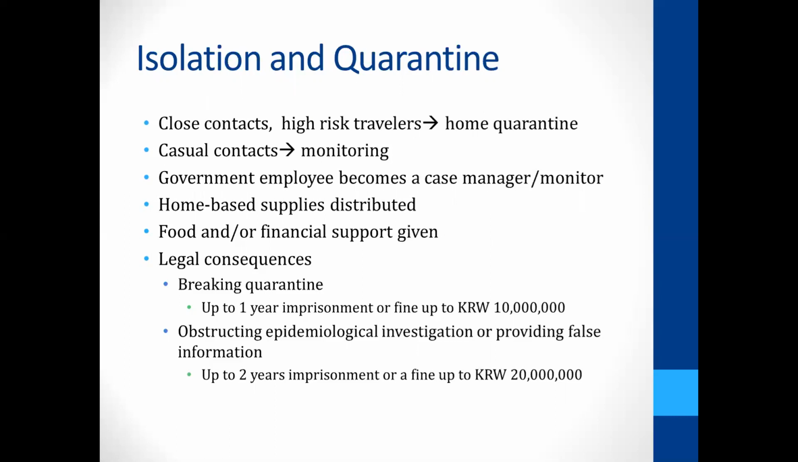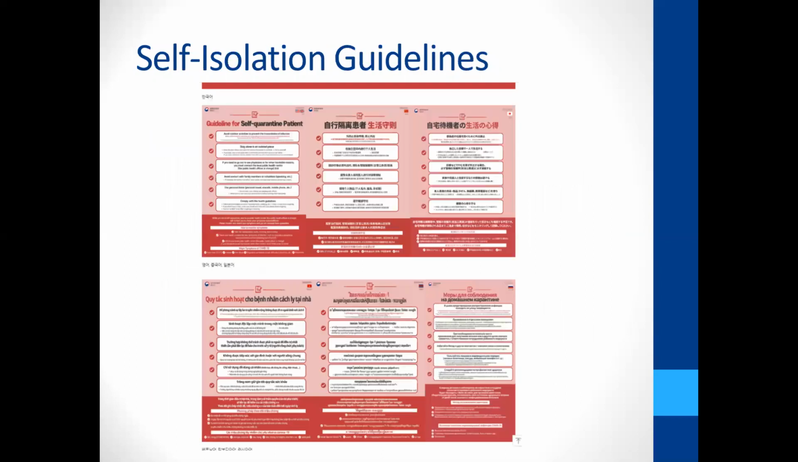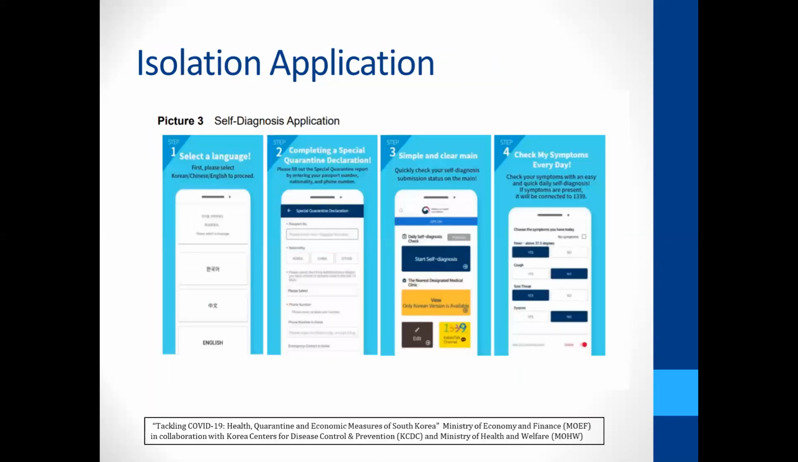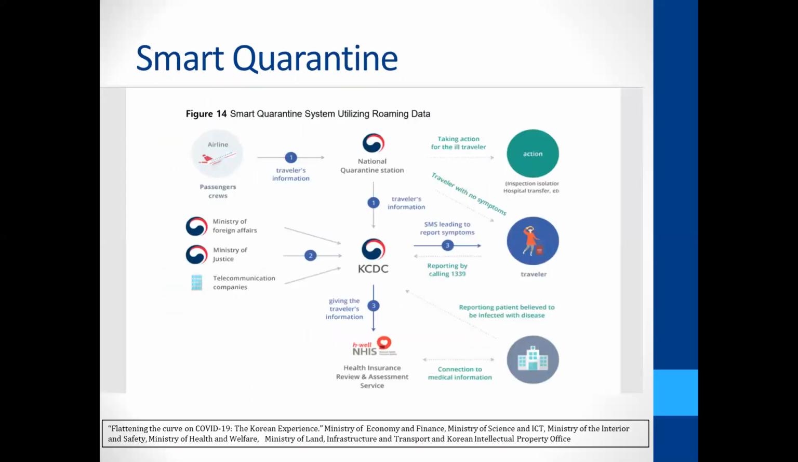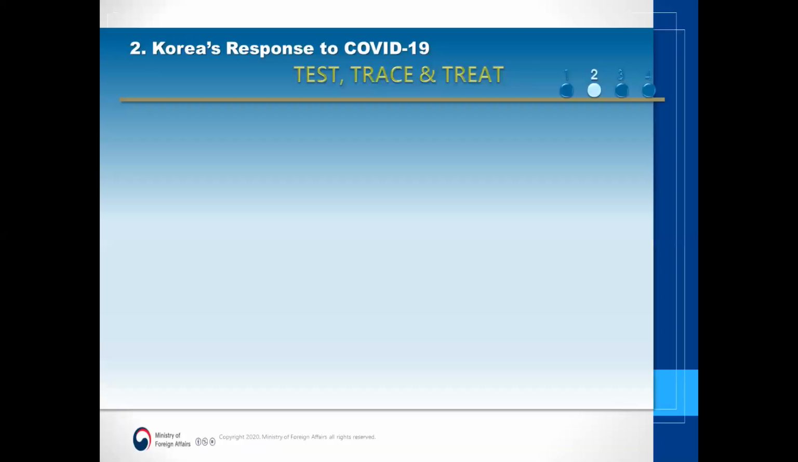The consequences of breaking quarantine or otherwise interrupting or obstructing the infectious control process have been communicated to the public. The guidelines were translated into more than a dozen languages, and a cell phone app was part of the IT that was used to monitor people under quarantine.